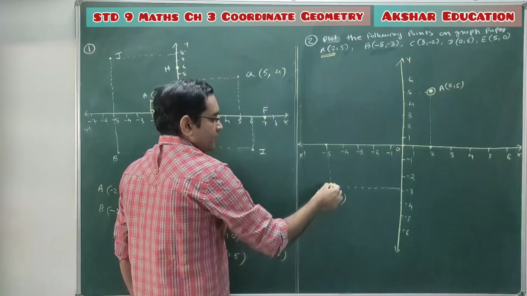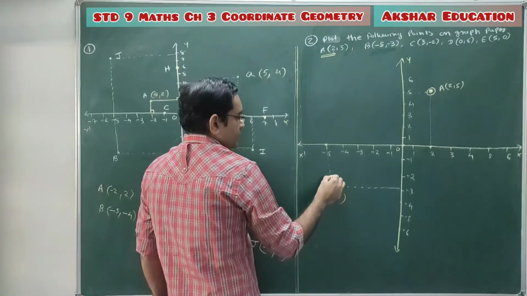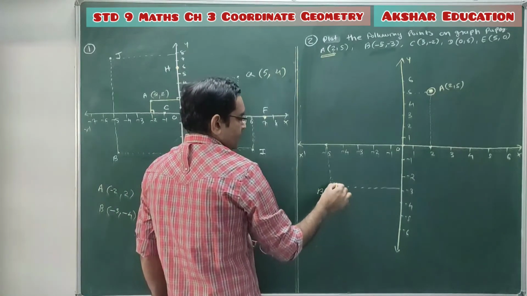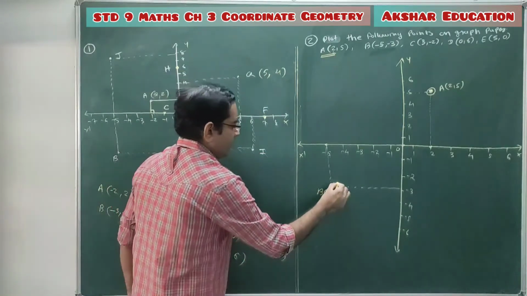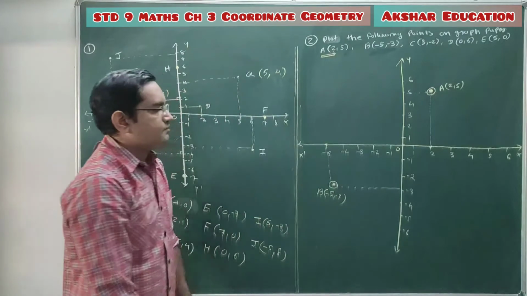For verification, check perpendicular on x axis. So this is minus 5 and perpendicular on y axis, which is minus 3. So this is your point B, minus 5 comma minus 3.